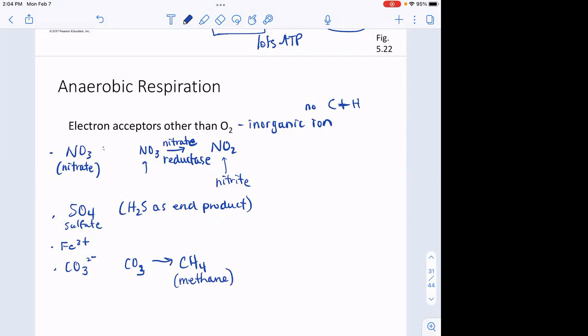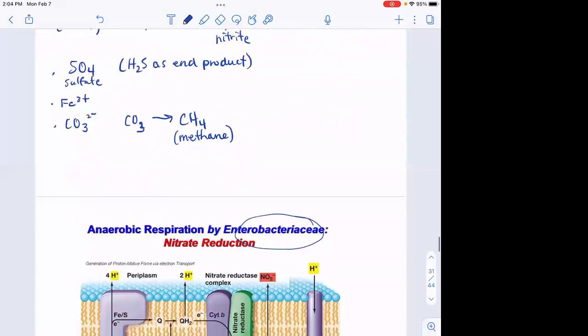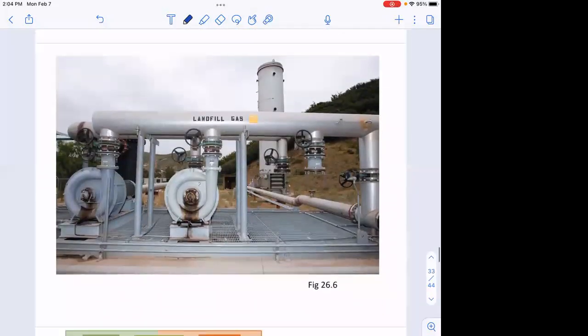Okay, this is actually archaea, not bacteria, that can do that, produce methane. So lots of these organisms live in the rumens of cows. One other place that you find them is in the landfill. Okay, so what do they do in landfill?